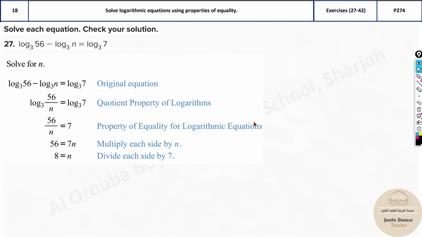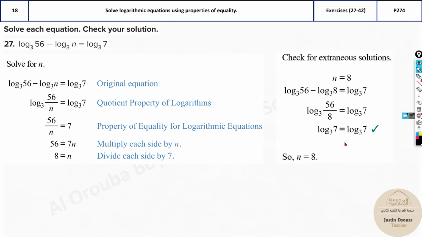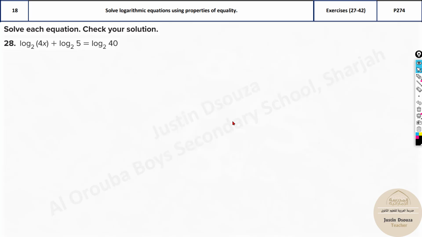Let's just check the answer. That's how we do it. Same thing. And over here we also have to check. Now please make sure you write all of this in detail. There is no other way. You have to do this in writing.